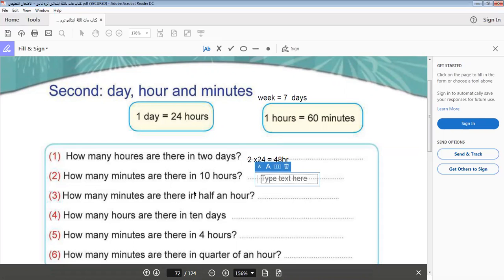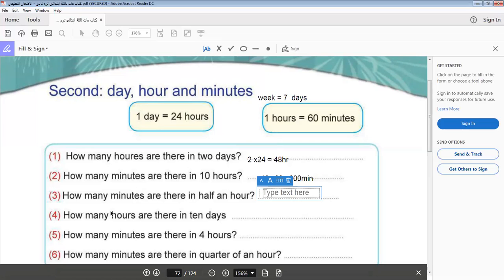Second one, how many minutes are there in 10 hours? Since 1 hour is 60, 10 multiplied by 60 gives the answer. So 10 multiplied by 60, I will put the 2 zeros, then 1 by 6 is 6, so you have 600. 600 what? Minutes. And MIN stands for minutes.